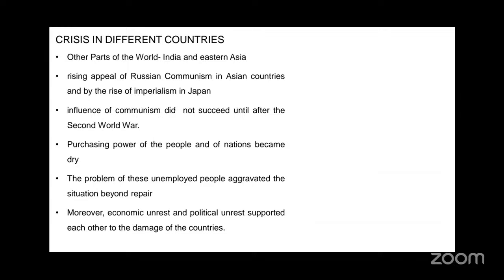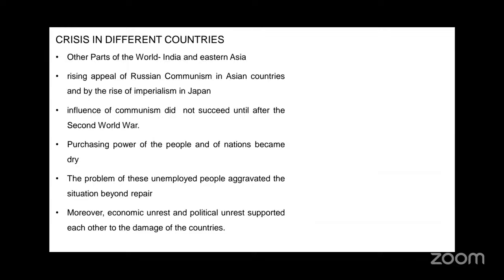The purchasing power of people and nations became dry, as there was no circular economy and the countries were struggling to establish their authority or to develop from war-indebted nations. The people were unemployed and unable to get jobs, and the purchasing power of people and of nations also reduced.